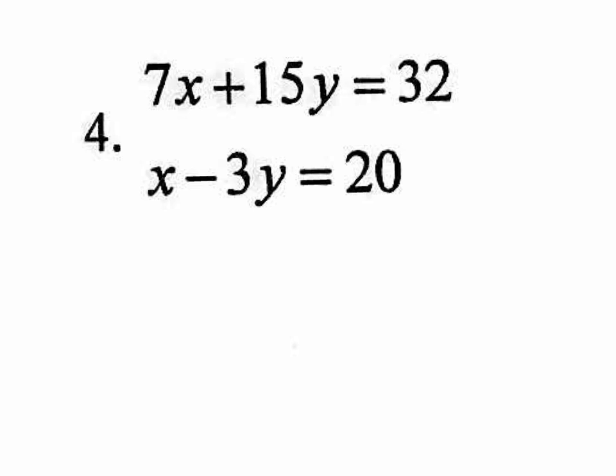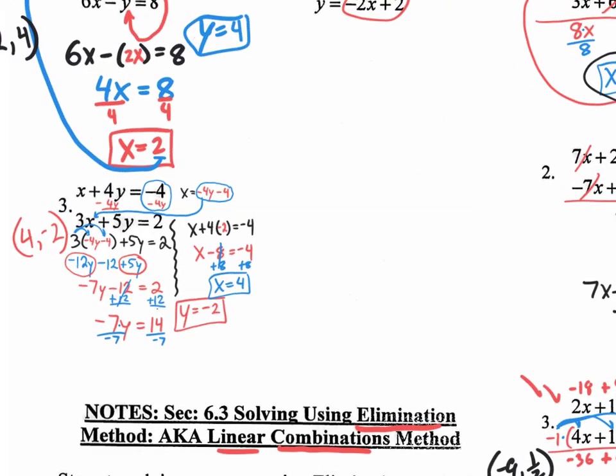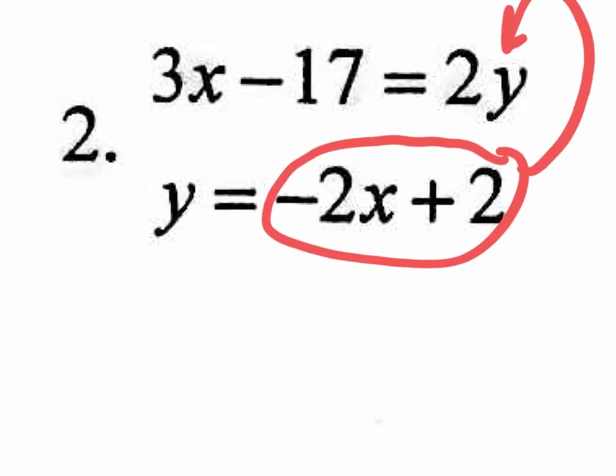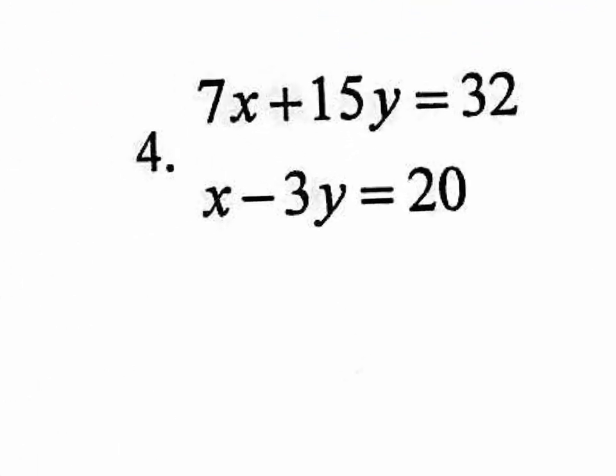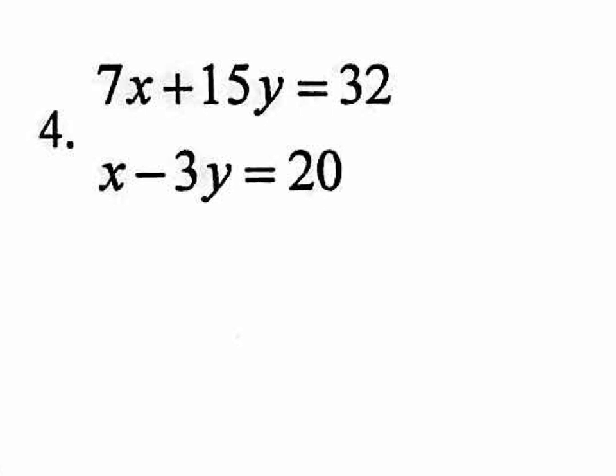The only time I'll choose substitution is if it's ready to substitute, kind of like on number 2, where it's ready to substitute, right? Y is already by itself, okay? Or instead of elimination method, if I had them both in y equals mx plus b, and I have graph paper, then I might choose graphing, right? If they're already ready to graph. But for the most part, elimination method for me is my favorite, and I think it's the quickest, the best way.